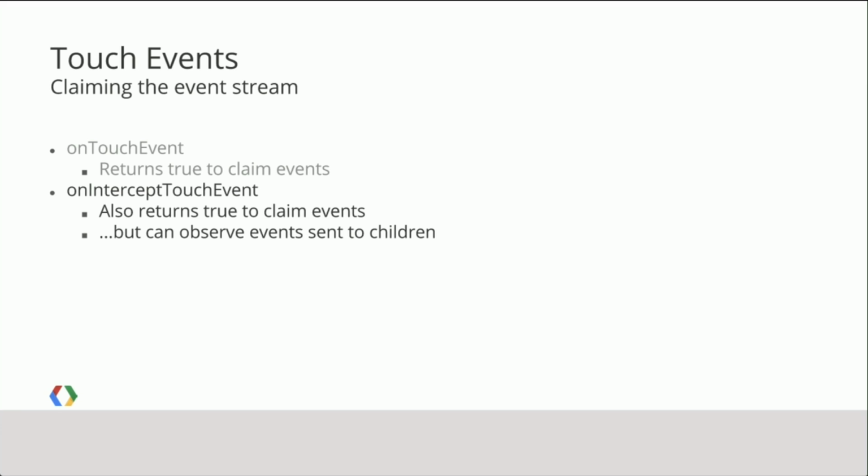Now, onIntercept is a great way to implement things like scrolling and dragging, but it can really be insufficient if you have several levels of nested views. List views inside view pagers are a great example.